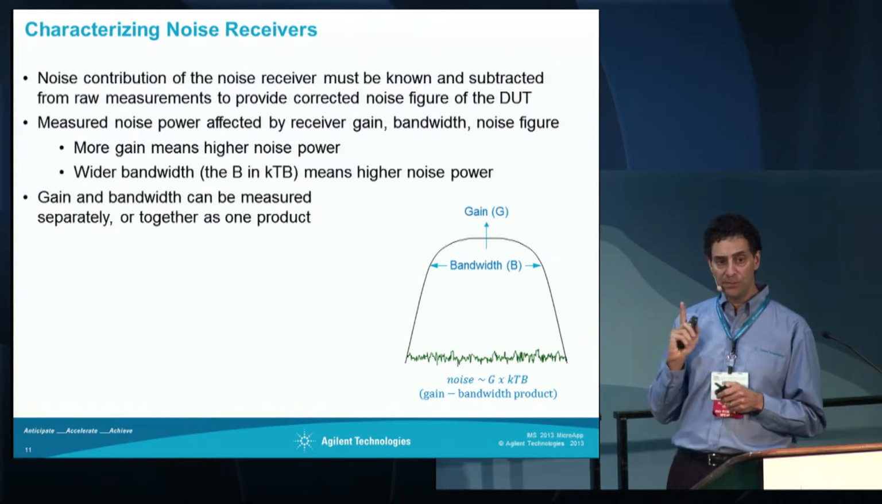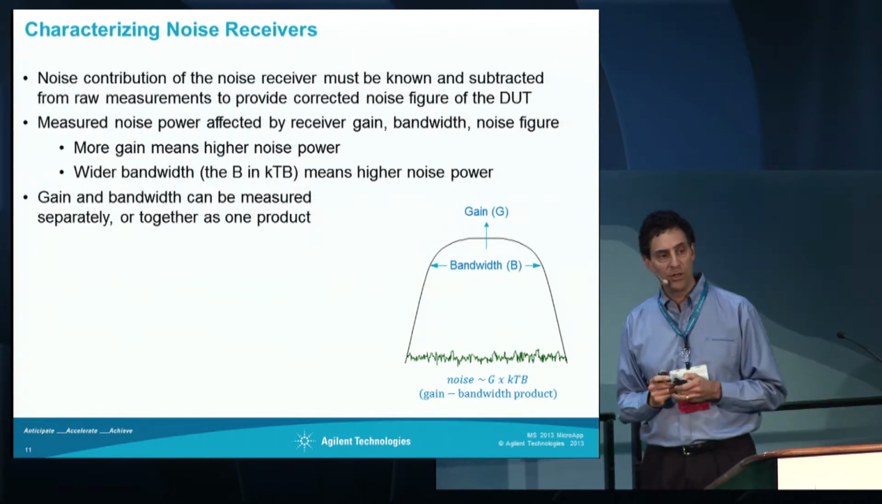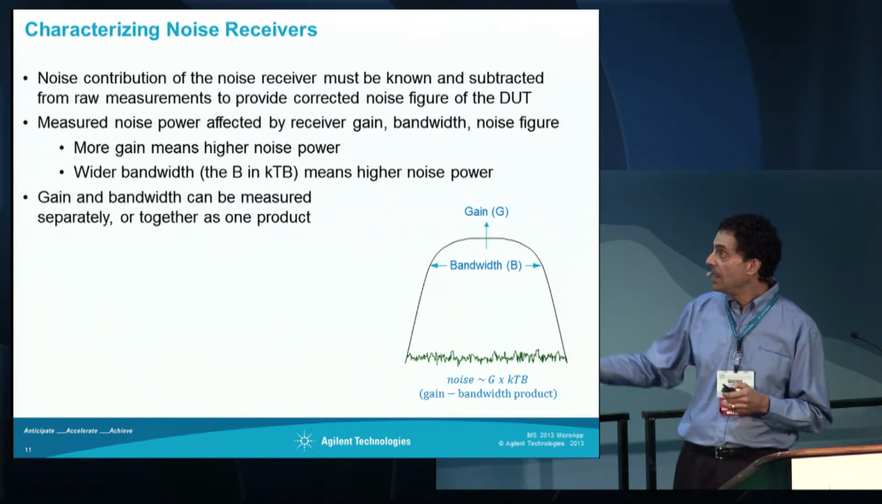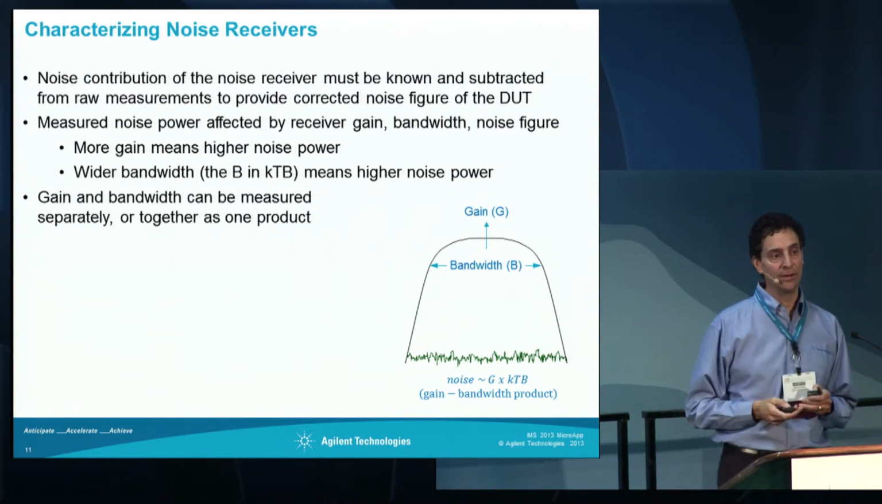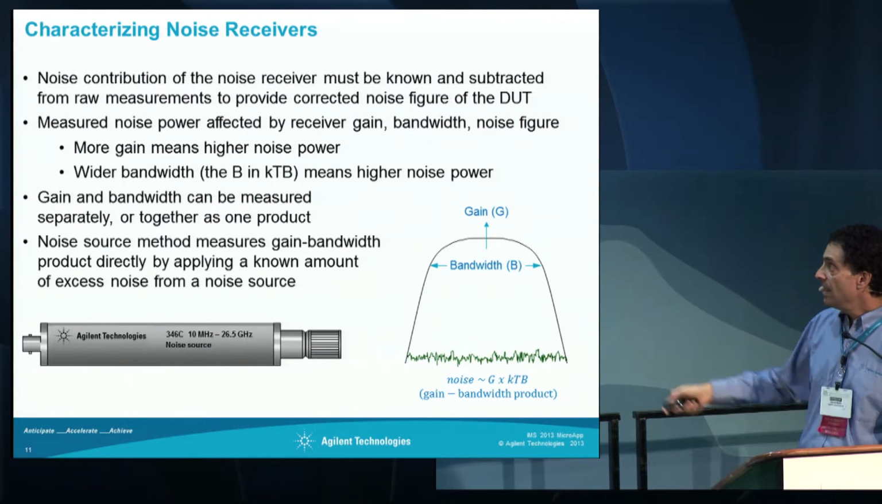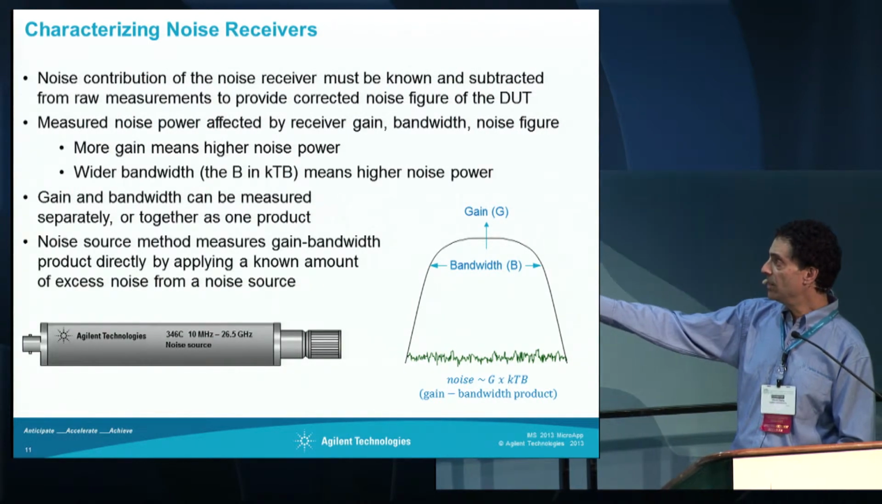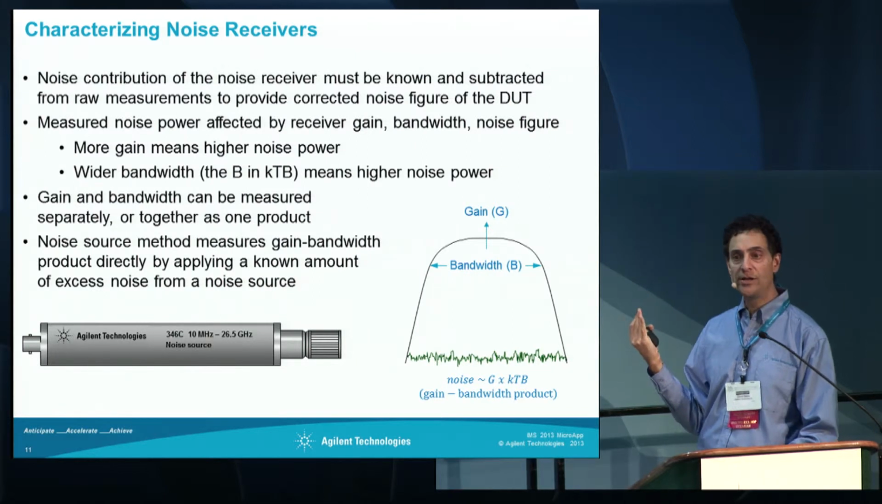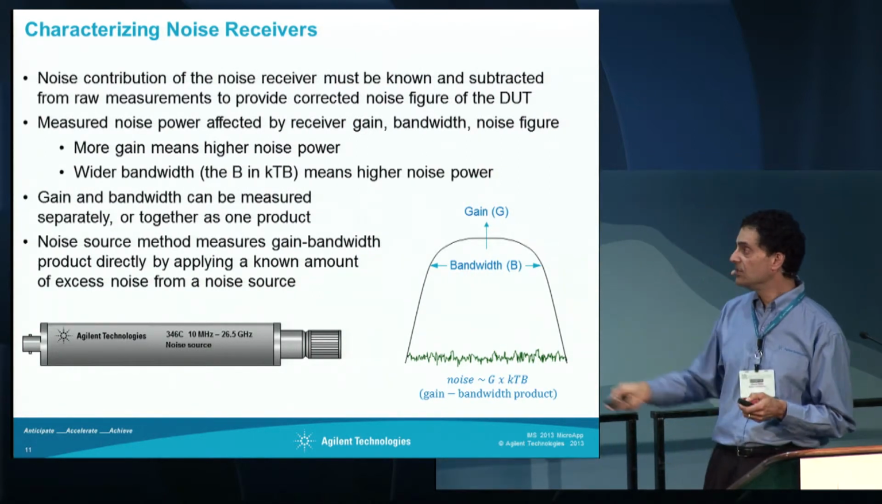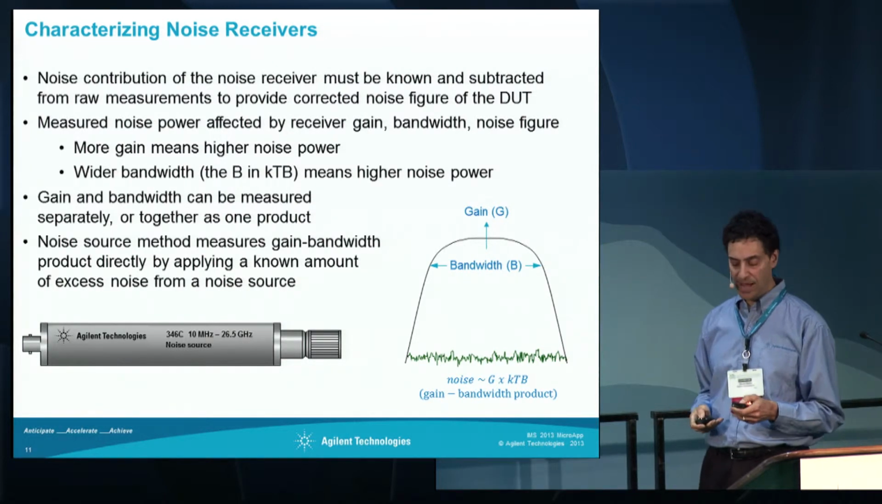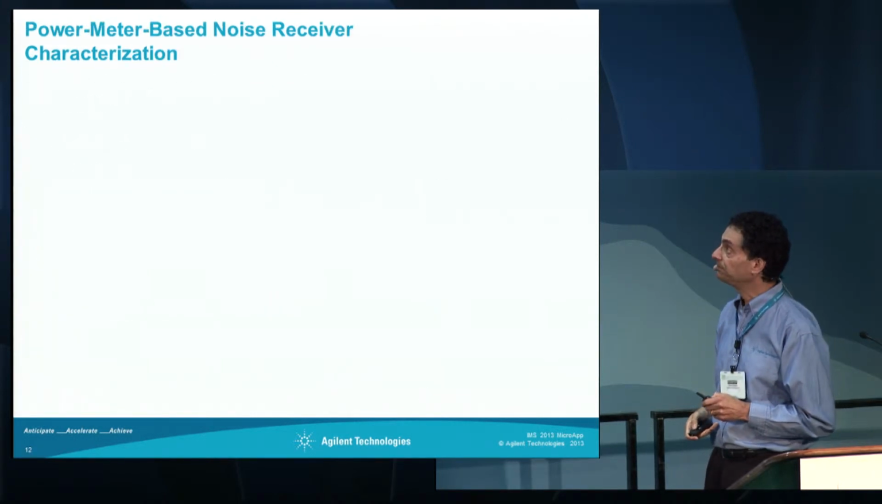So one of the principal things we have to measure is the gain bandwidth product of the receiver. Those can be measured either separately or together as one product. The noise source method actually measures gain bandwidth product as one term. It doesn't separate out gain and bandwidth, and it does that by using a known amount of power coming out of that noise source.